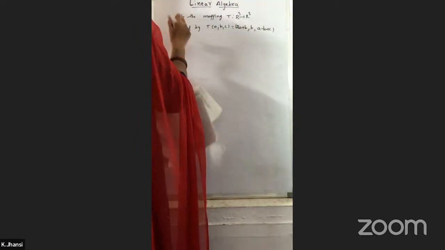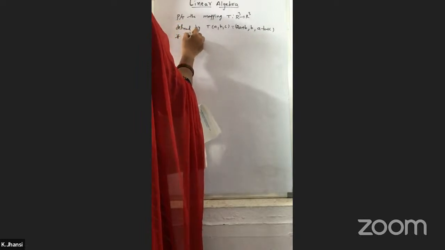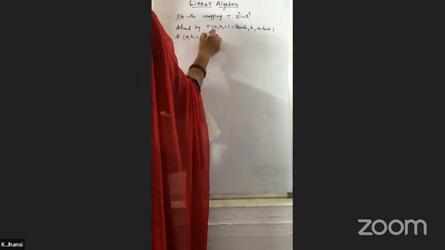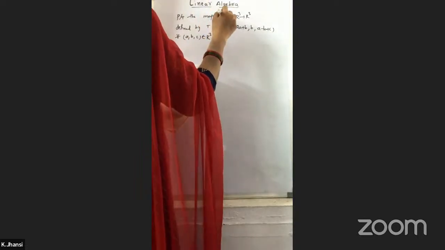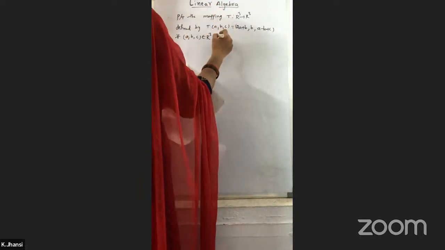So for all (a, b, c) belonging to R3, T is invertible.